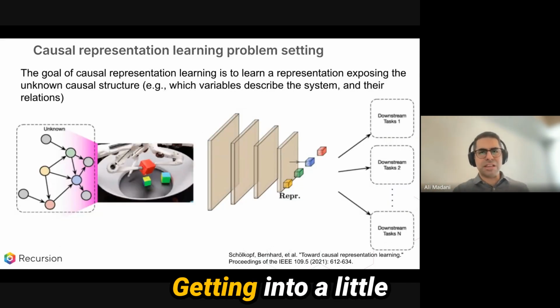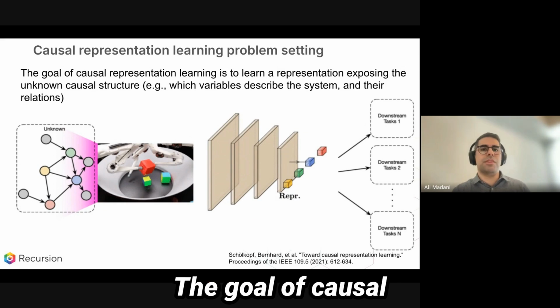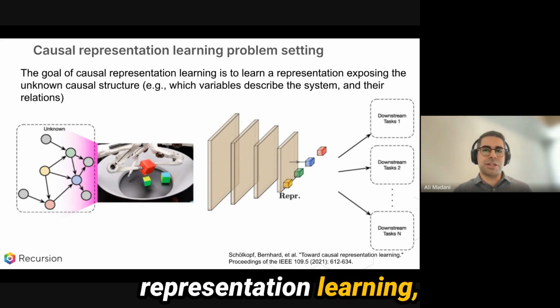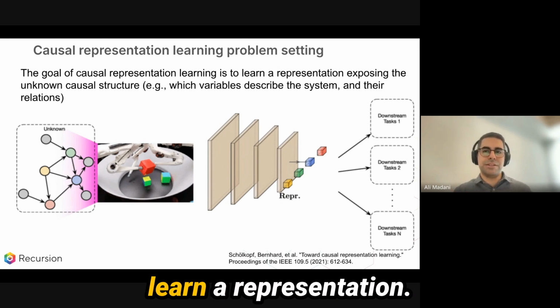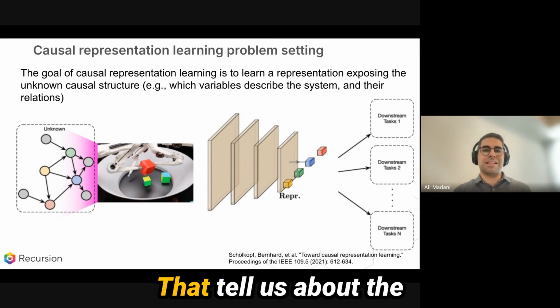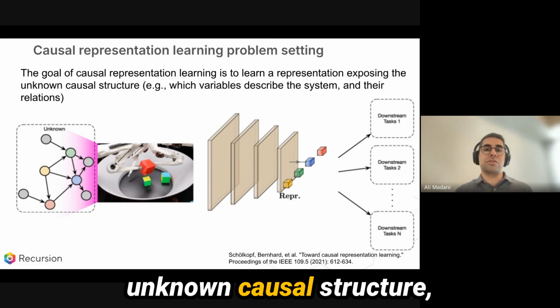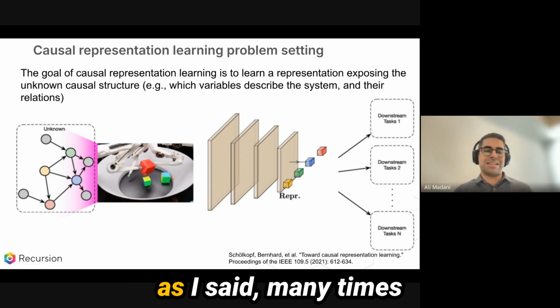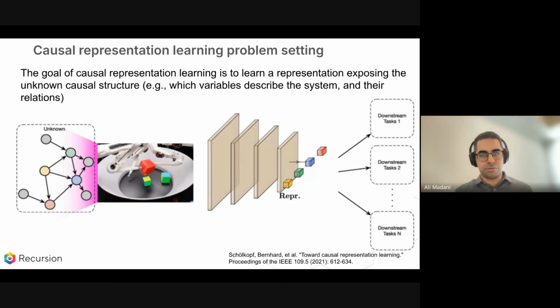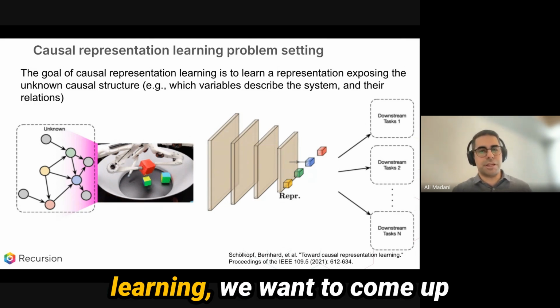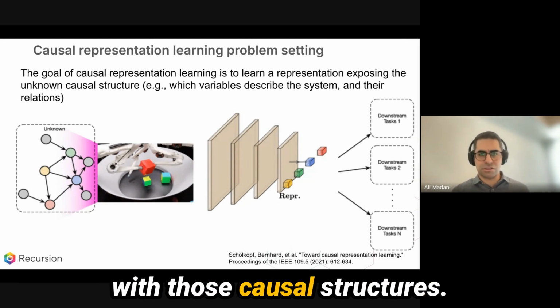What does it mean? Getting into a little bit more detail, the goal of causal representation learning, if you want to define the problem setting, is to learn a representation that tells us about the unknown causal structure. As I said many times, we don't know the causal structure. Then in causal representation learning, we want to come up with those causal structures.